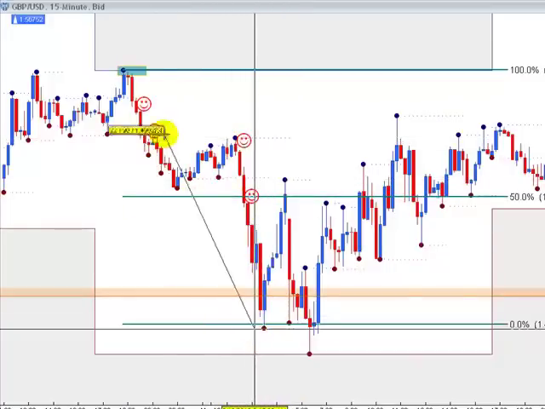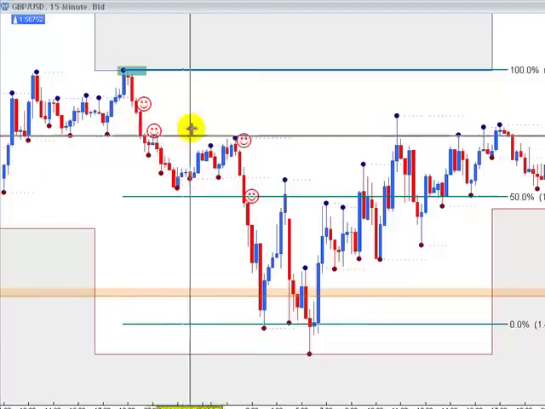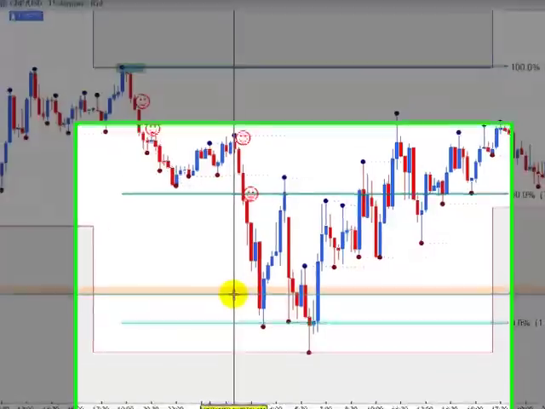This was a 130 pip move. You would have been able to enter here for 63 pips, here for 95 pips, here for 98 pips, and here for 110 pips. That's 1 day's trading, folks.